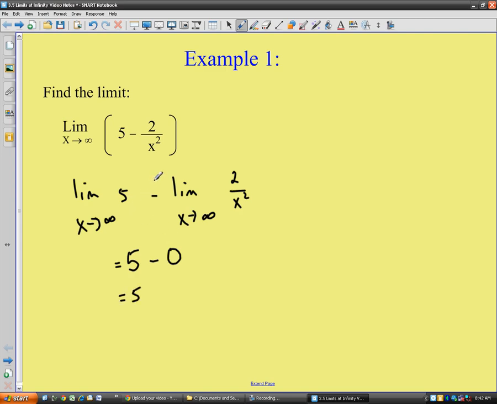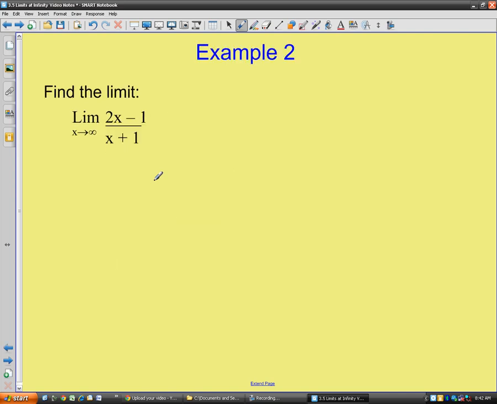Then in the second example, we're asking you to find the limit of something like this. If I break it into the division property, I could do the limit of the top divided by the limit of the bottom. If I put in infinity, the top, 2x minus 1, as x goes to infinity would be infinity. Likewise for the bottom, the limit as x goes to infinity of x plus 1 would also be infinity. So this is an indeterminate form, just like we had before with 0 over 0. So I've got to do a little bit more work.